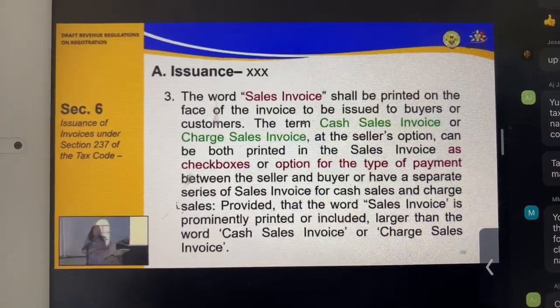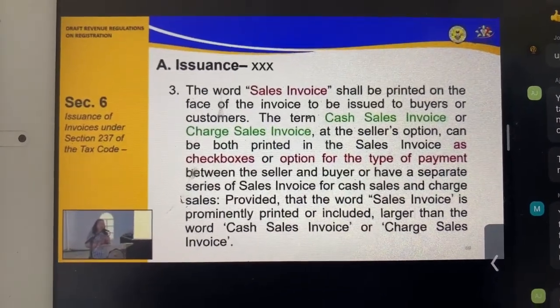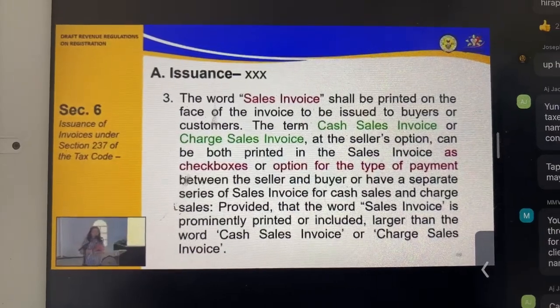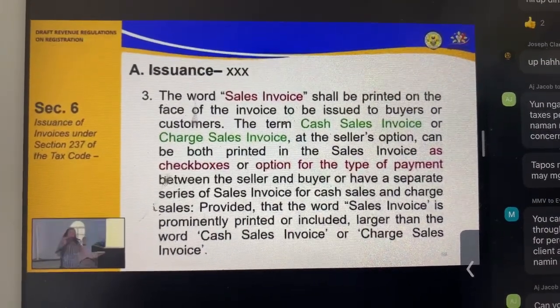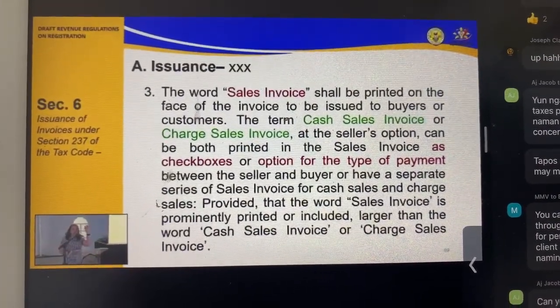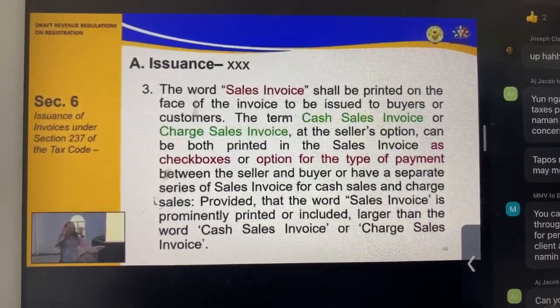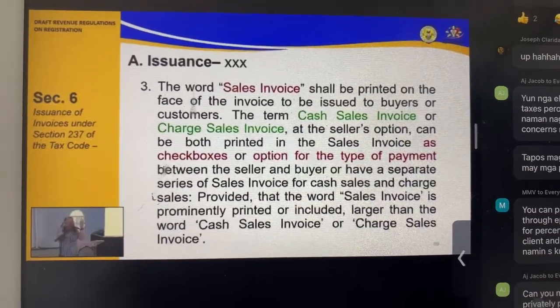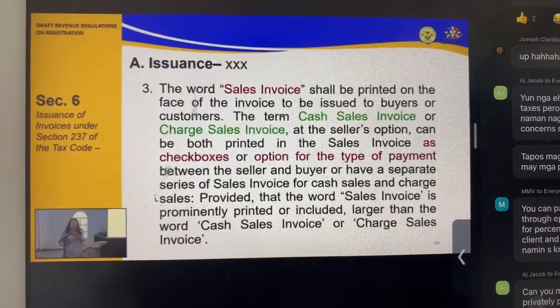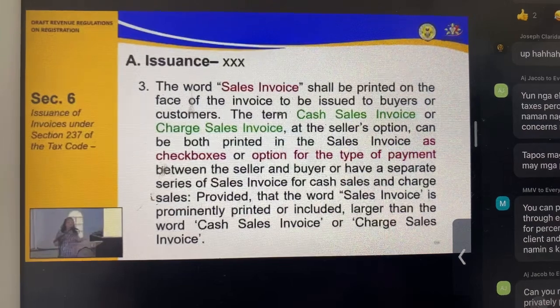Gamitin siya for cash sales, pwede siyang credit sales. So, yung sales invoice, pwede pong lagyan mo lang siya doon ng box, cash sales, o kaya box, credit sales, just so you will know the nature of the sales transaction, kung cash ba to or credit.